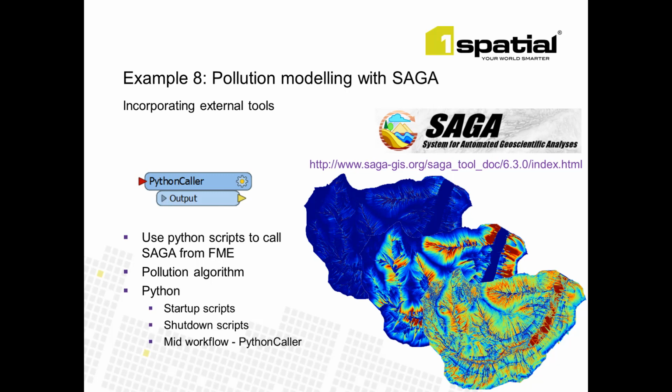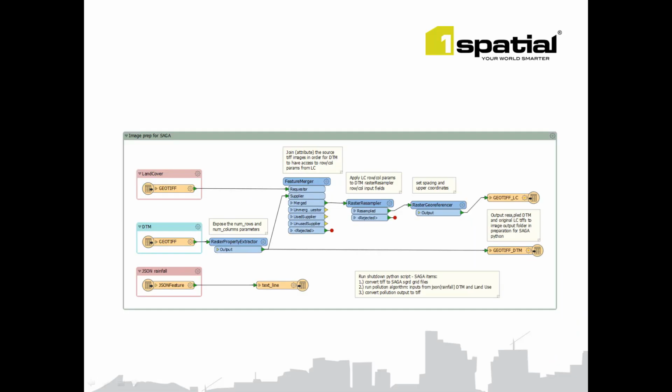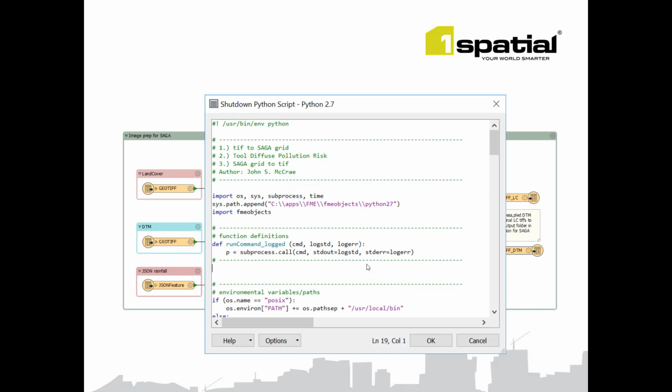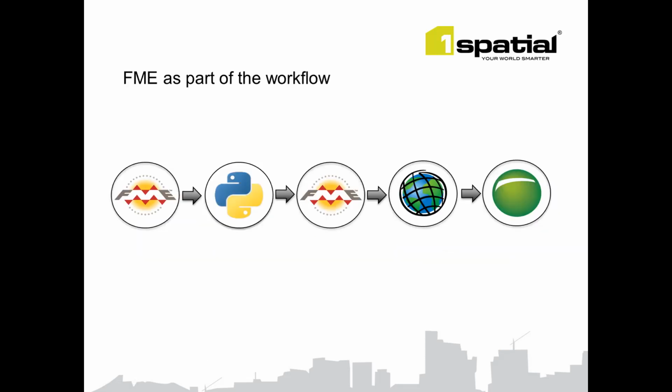So we can use scripts at the start of the FME workflow and again at the end once FME is finished. Or we can also use the Python caller transformer in the middle of our workflow to also make a call out to the SAGA toolkit. And that's essentially what we did. It looks fairly simple here, but actually there are Python scripts running that do all the work in the SAGA tool for us. So FME here is just one of the tools in use in the workflow in this case.